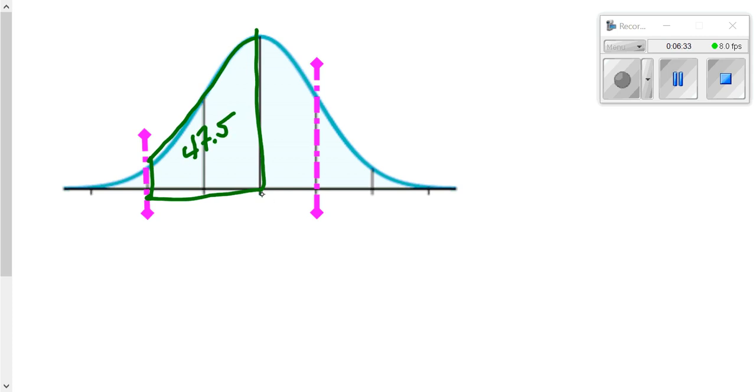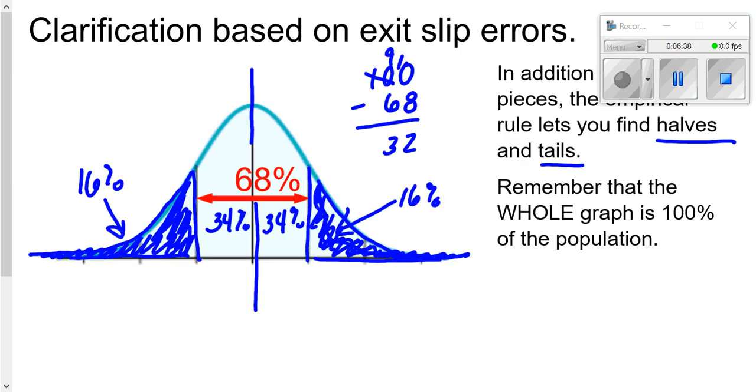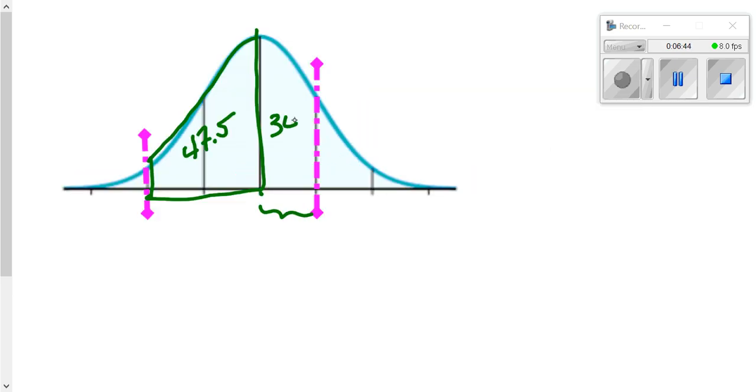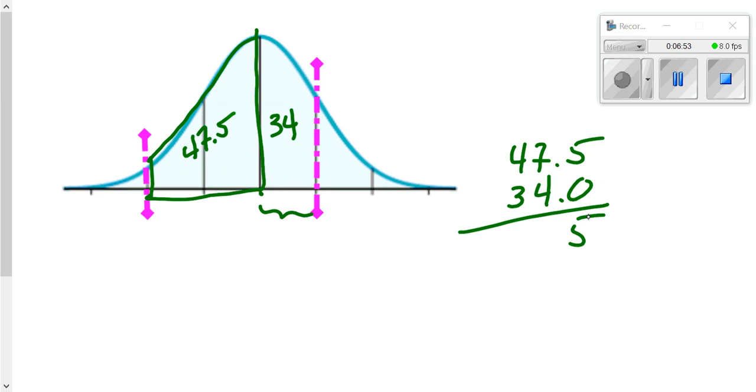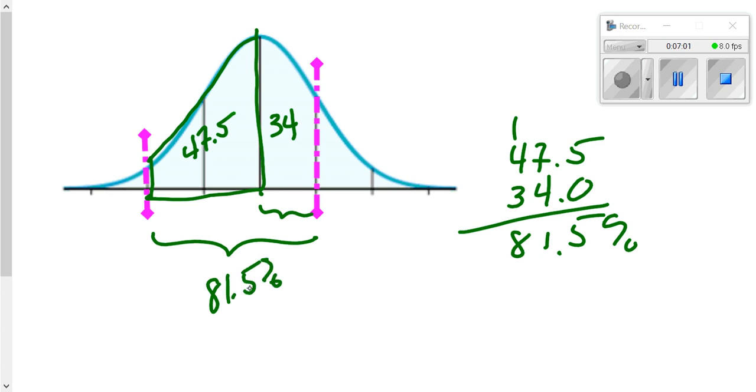Now I need to know from the mean to 1 standard deviation above. So I go back here, and I say, oh, I already figured that out. That's half of 68, so that's 34. So if I wanted to know those 2 pieces, I could just add up 47.5 and 34. I'd say, oh, that's 81.5% from here to here. See how clever that is?